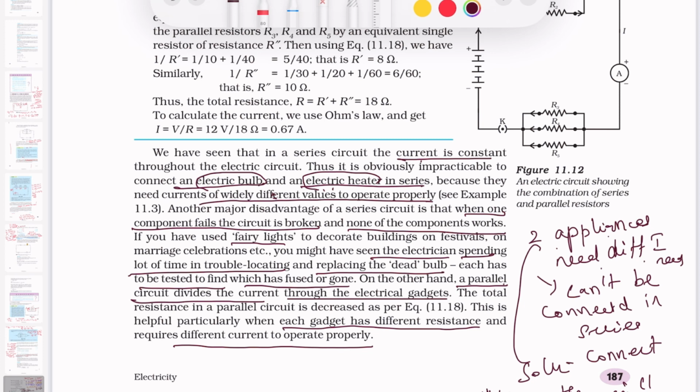And you can also follow the video I have posted for the numericals related to resistors in series and resistors in parallel.